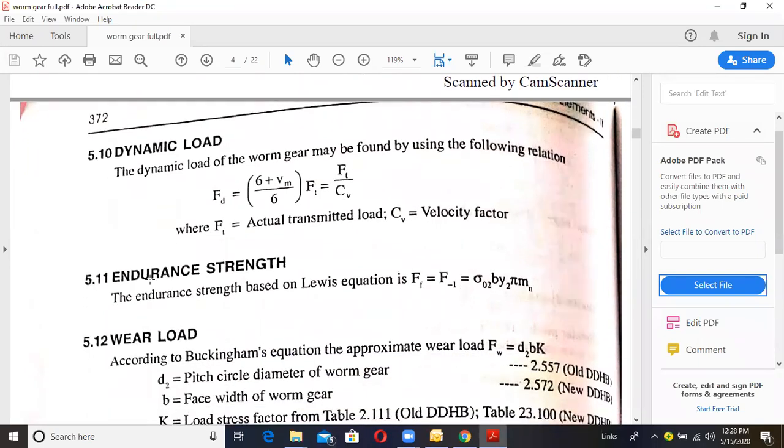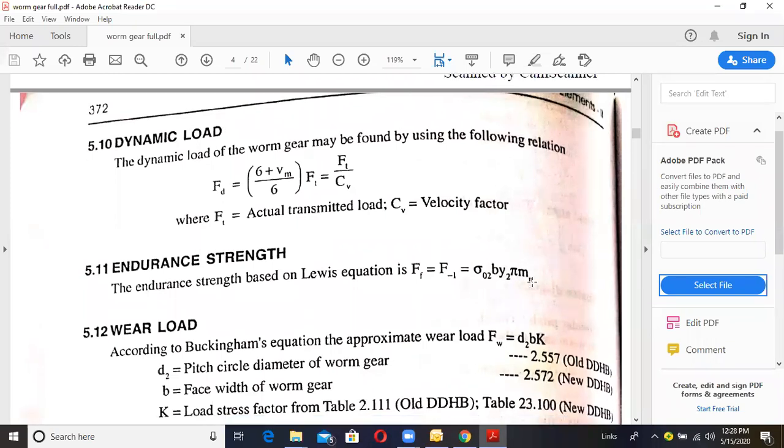Next, another formula is endurance strength. Endurance strength is also based on Levy's equation, so it is the same formula: sigma naught 2 into B into Y2 into pi into Mn. Here you won't get Cv, that is the only difference. You will get the endurance strength.